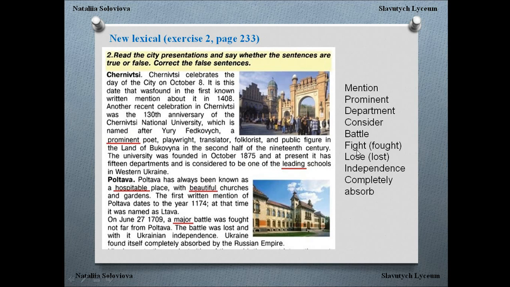Fight, битися. Three forms: fight, fought, fought. Lose, lost, lost, втрачати. The battle was fought. The battle was lost. Independence. It's a noun. Independent means незалежний. Independence means незалежність. Completely, повністю. And absorb, всмоктувати, вбирати в себе. Completely absorbed by the Russian Empire.